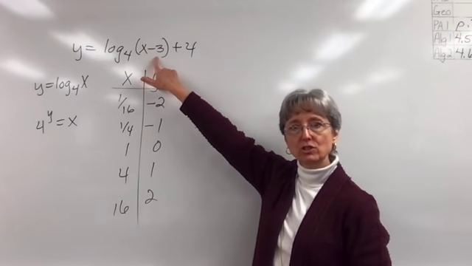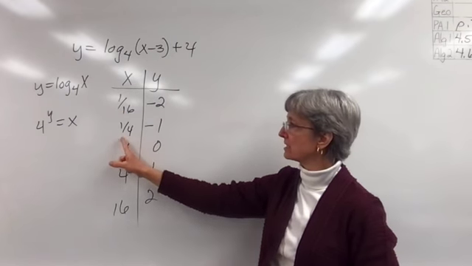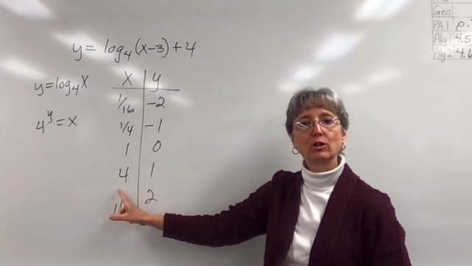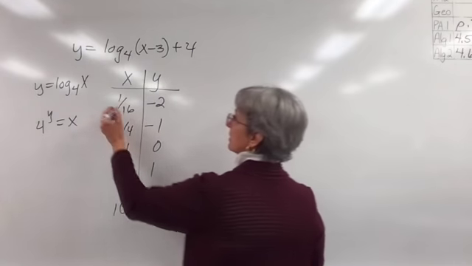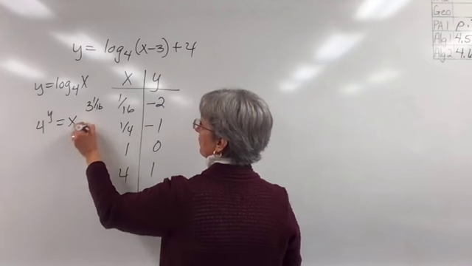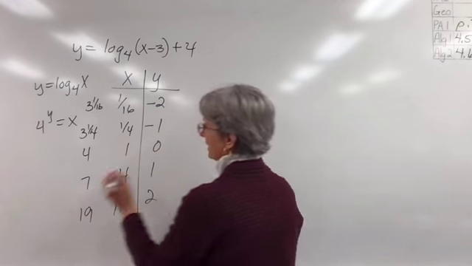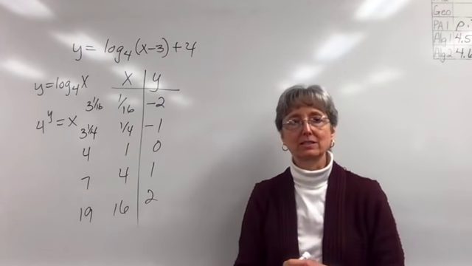Now we're going to look at the transformations. This shifts it to the right 3. So take all your x's and add 3. This becomes 3 and 1/16. This becomes 3 and 1/4. This becomes 4, 7, 19. There are your new x's.